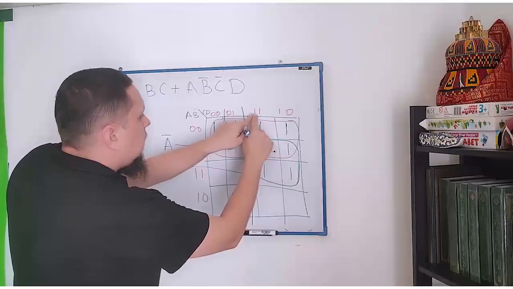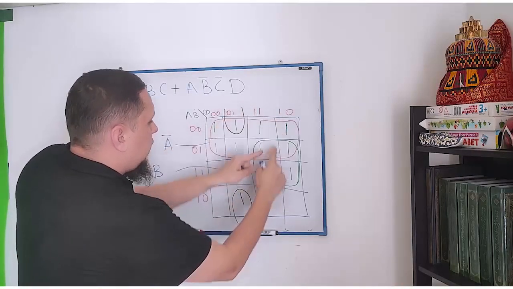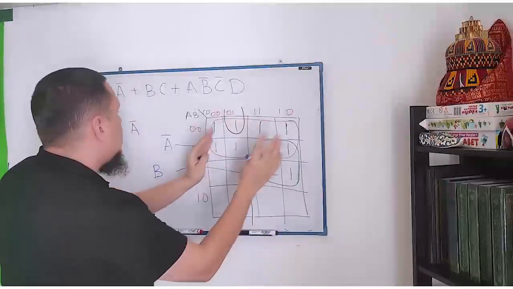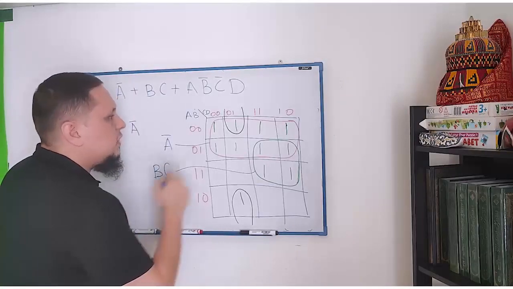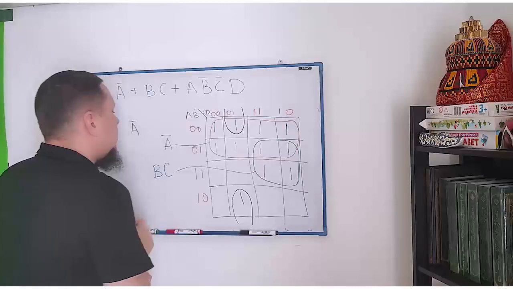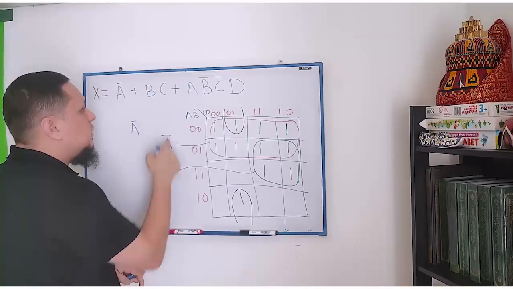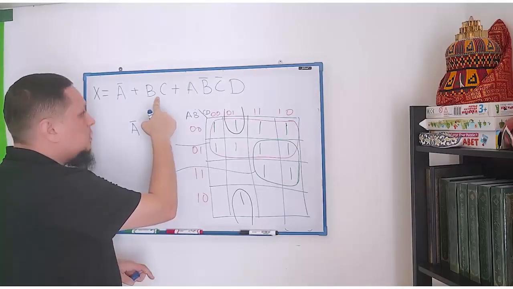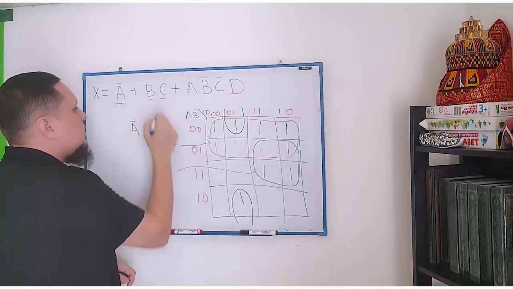Now let's look at the value of C. C is 1, 1 here, right? C is not changing, so we keep the value of C. But D is changing from 1 to 0, so we eliminate the D. So we got the BC. This is our original term here, A complement BC.